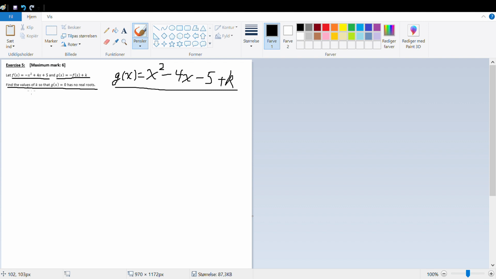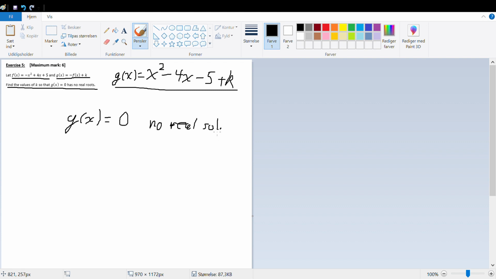Now, what we would like to do is find the values of k so that g of x equals 0 has no real roots. We would basically like it to be that g of x equals 0 has no real solutions. We don't deal with complex ones. Although, of course, if you'd like to, they make a great topic for an IA. So please ask me about them at any chance that you get. So no real solutions.